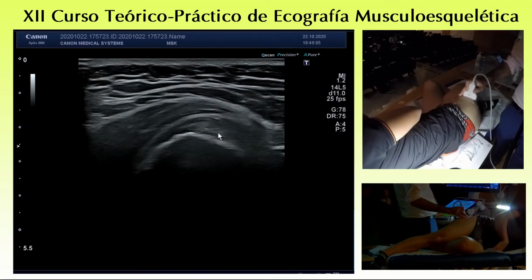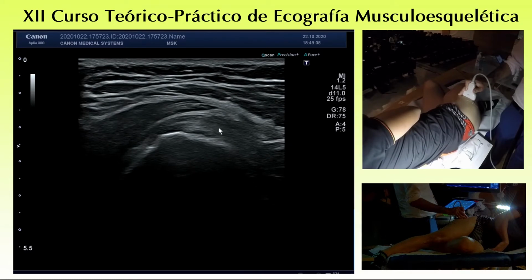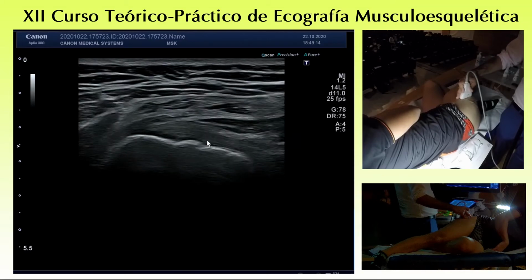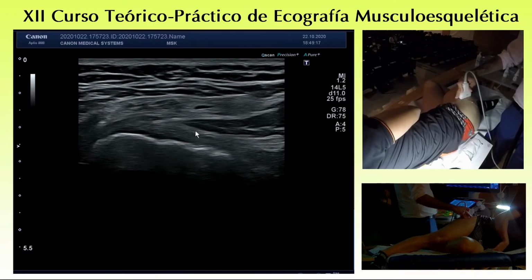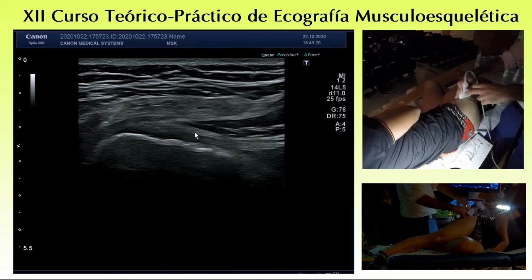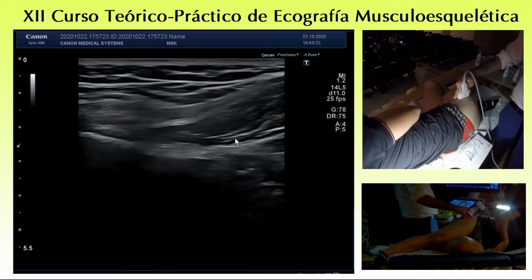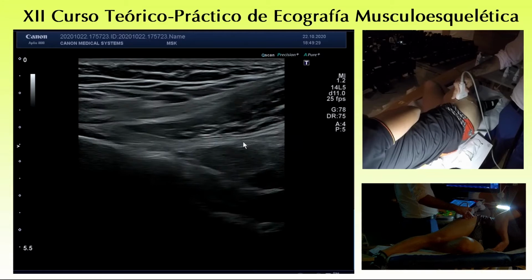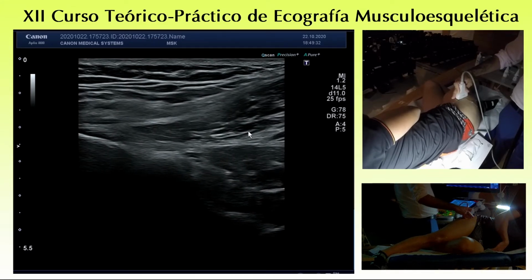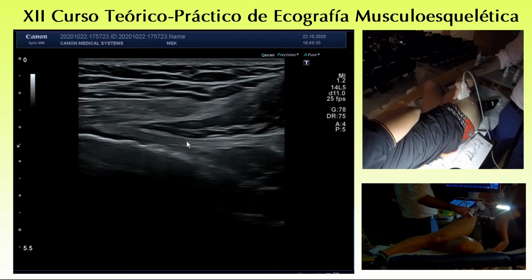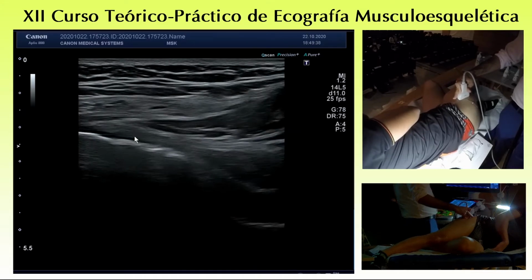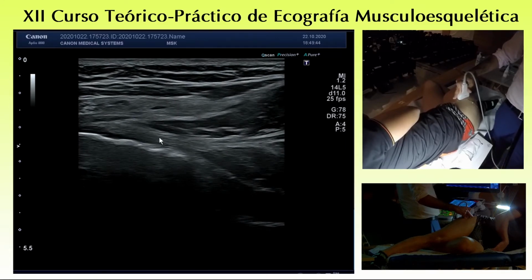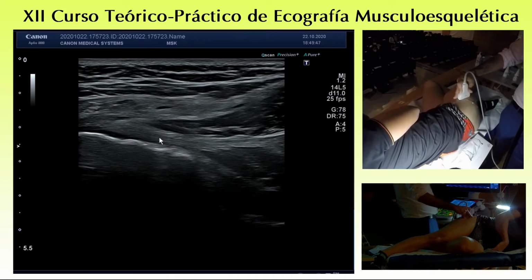You can study it both in cross section, just a little the insertion here, but also in longitudinal axis. For the longitudinal axis that you see here, the probe is really oblique, because the tendon has a really oblique inclination. To be sure to be in the long axis of the tendon, you have to see the intermuscular aponeurosis. When you see that, you're sure to be in the long axis, and it could be useful because you know that all the tendons that insert on the trochanter have their own bursa.